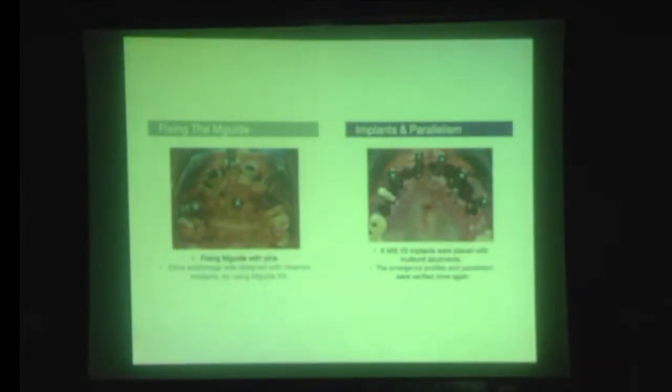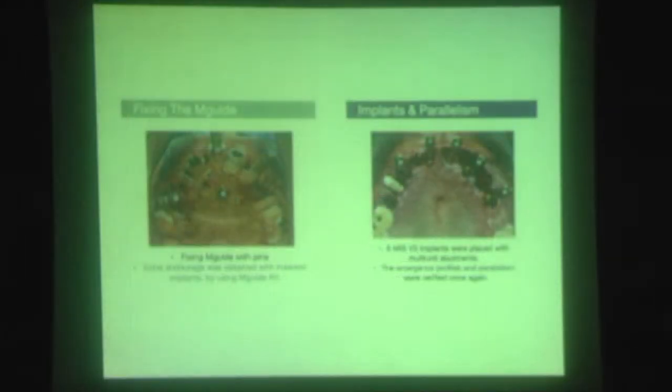So let's fix the guide. After fixing the guide with pins, extra anchorage can be done by socket anchorage and implant anchorage. We did it this way. And 6 MIS V3 implants were placed with multi-unit abutments, the one abutment, one time concept, at the same time, because we got primary stability over 45 or 50. And that means that we can place the multi-unit abutments at the same time as the operation. The emergence profiles and parallelism were verified once again. It is very important.